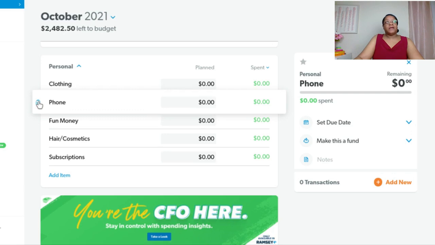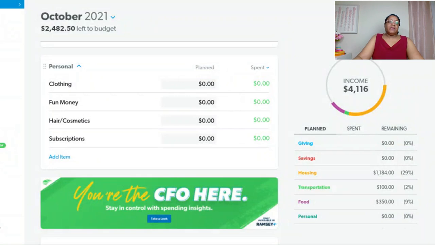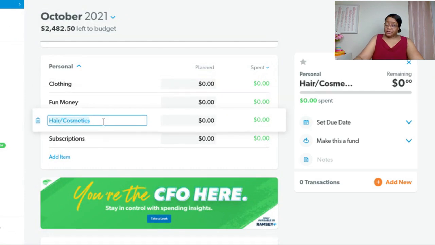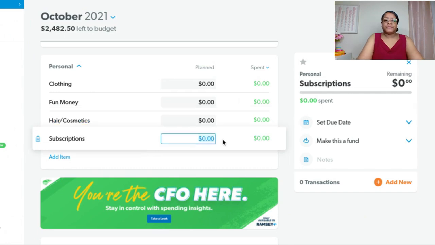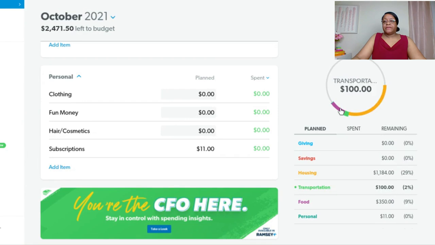Everything else beyond the car, like putting gas in your car and paying your car note, is expendable. So I'm going to leave fun money, because we're going to say future Tracy might need that. Hair and cosmetics, she definitely needs that. Subscriptions, back then my subscriptions were $11. What I had, I can't tell y'all today because I don't know. So my personal section is pretty light, but I had to have it that way because I didn't have very much money and had a lot of debt.